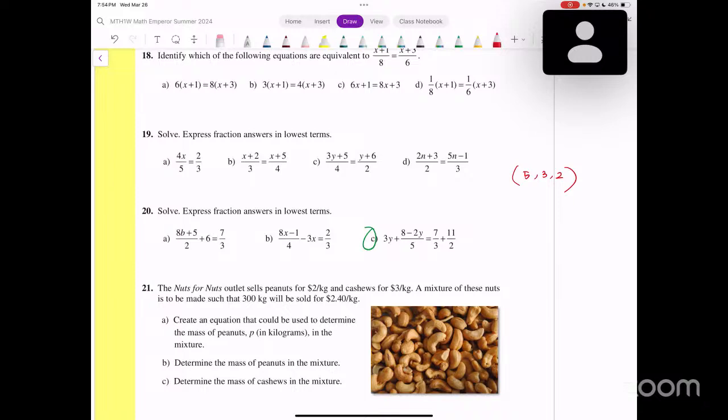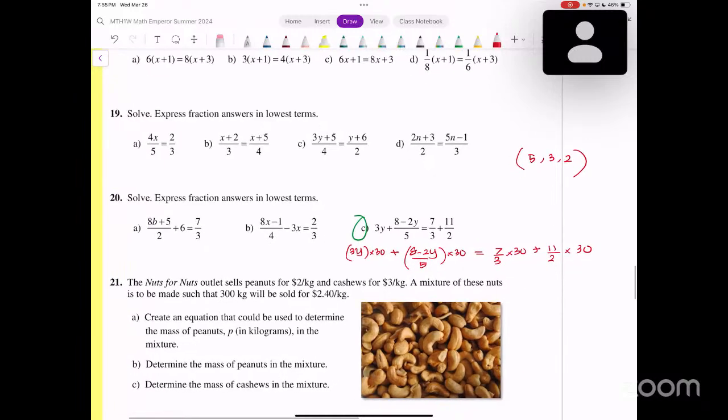Correct. So I said we need to multiply every single term by 30. And after that, we can start to simplify. This is going to be 90y, nothing you can do. This is 6, so that is going to be 48 minus 12y. This is going to be 10. That is 70. This is going to be 15. We can multiply 11 times 15, which is 165.